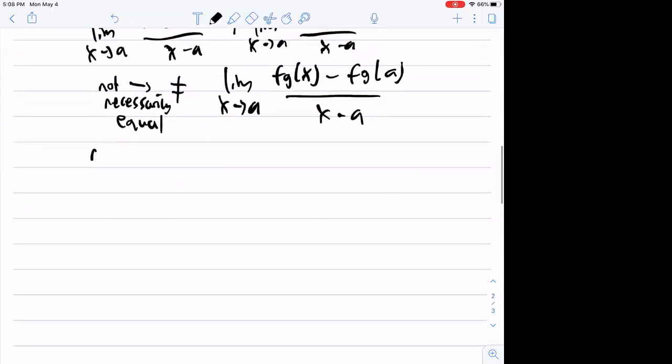So next, (f over g) prime at a. So again, you don't just do f prime a over g prime a. So it turns out that it's this, right?